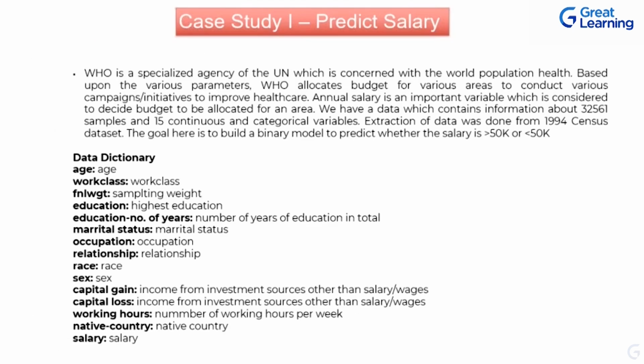The case study, as I said, is a case study which I would be using. This is to predict the salary. Just 2 minutes we'll spend on what the data set is. WHO is a specialized agency of the UN which is concerned with the world population health. Based upon the various parameters, WHO allocates budget for various areas to conduct various campaign initiatives to improve healthcare. Annual salary is an important variable which is considered to decide the budget to be allocated for an area. Okay. Now this is the data which we have.